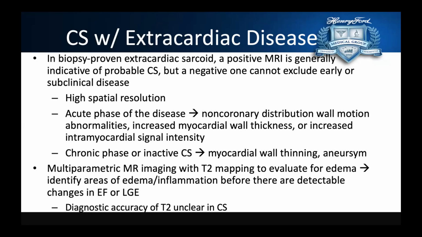And then you can use multiparametric MR imaging with T2 mapping to evaluate for edema. Here you can see edema or inflammation before there are any detectable changes in your ejection fraction or late gadolinium enhancement. But again, the diagnostic accuracy of T2 is a little bit uncertain and is undergoing investigation. But MR can give you the ability to distinguish between scar fibrosis versus active disease, perhaps before you start treatment.